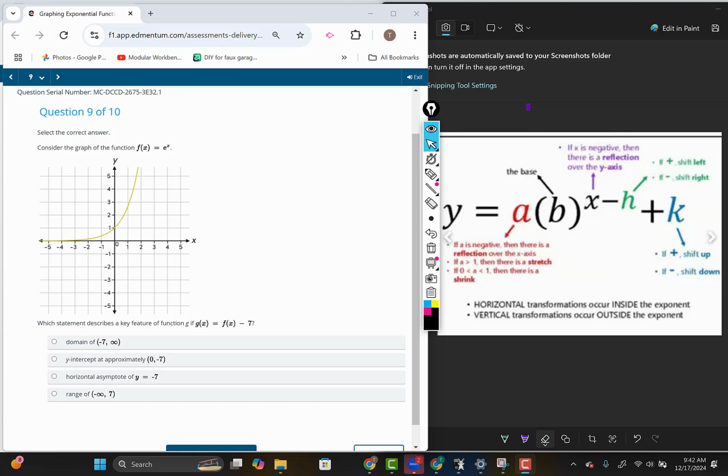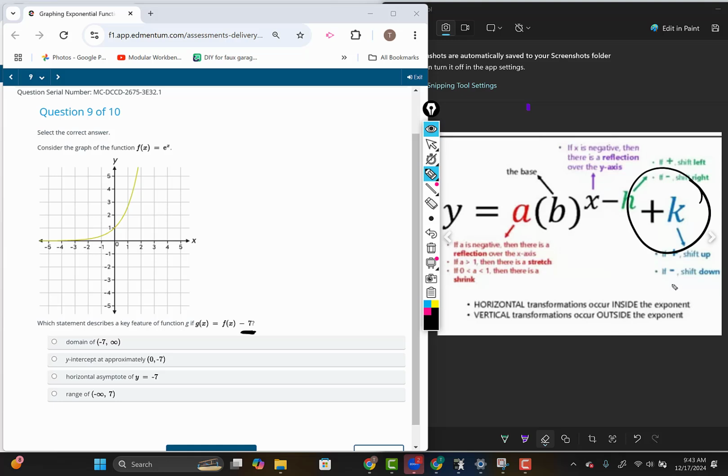Question 9, consider the graph of the function f of x equals e raised to the x power. So they give us the graph for e raised to the x power here. Question is, which statement describes the key feature of function g if g of x equals f of x minus 7? So we should recognize that minus 7 in the position of the k variable in the transformed function.